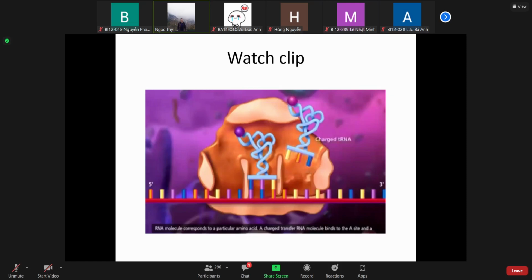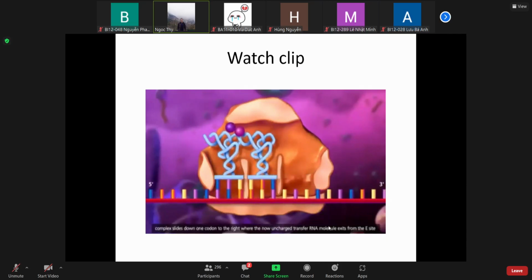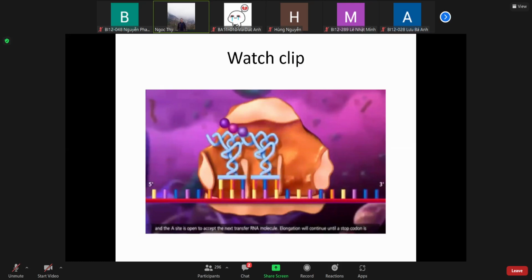A transfer RNA molecule binds to the A site, and its amino acid is attached to the chain held by the transfer RNA at the P site. The transfer RNA molecule then exits, and the A site is open to accept the next transfer RNA molecule. This continues until a stop codon is reached.